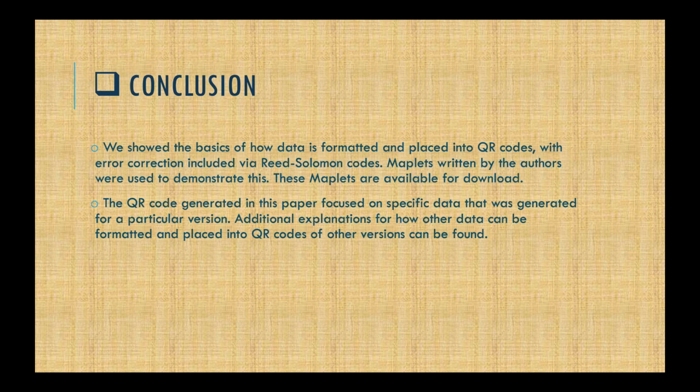Conclusion. We showed the basics of how data is formatted and placed into QR codes, with error correction included via Reed-Solomon codes. Maplets written by the authors were used to demonstrate this. These maplets are available for download. The QR code generated in this paper focused on specific data that was generated for a particular version. Additional explanations for how other data can be formatted and placed into QR codes of other versions can be found.